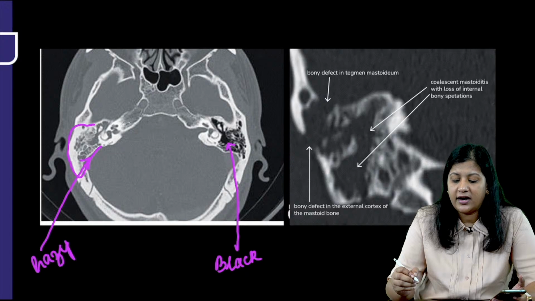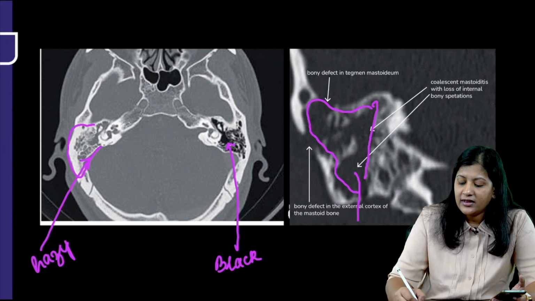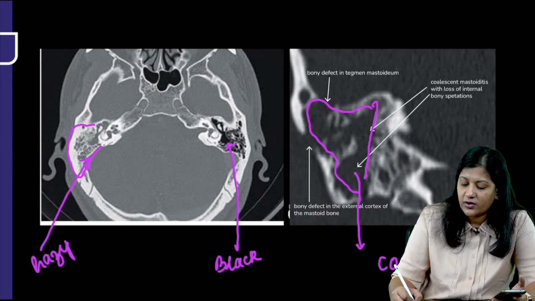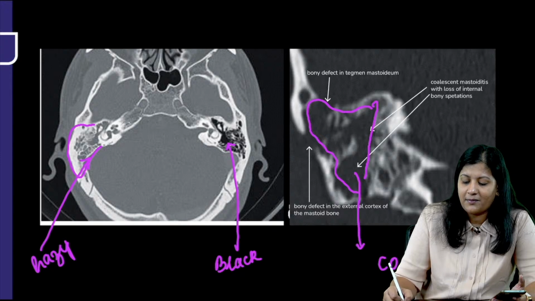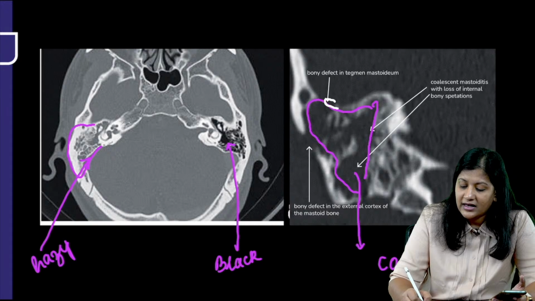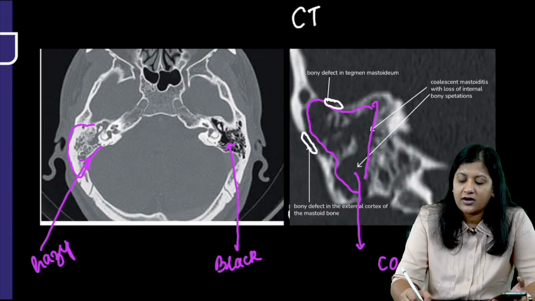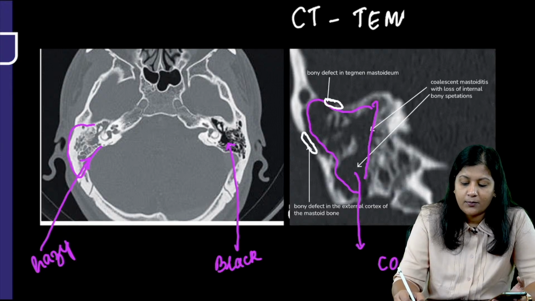Typically when there is mastoiditis, the septa may be destroyed, and you can see that all the cells coalesce together to form a single cavity. So when they coalesce together, we call that mastoiditis coalescent mastoiditis. Typically whenever there is an erosion, you will always look if there is any defect in the tegmen, any defect in the outer cortex. You will definitely look for bony involvement and erosion radiologically, and this you will appreciate on the CT scan of the temporal bone.